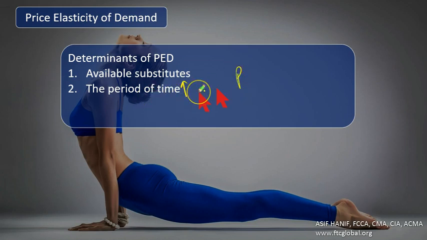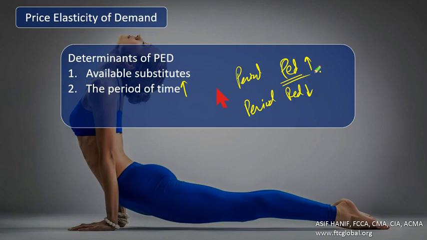If the period of time is longer, 10 years, 15 years, the time duration directly affects the price elasticity of demand. People will find some other alternative. So as the period of time goes up, it will increase the price elasticity of demand. In the short run, the momentary run, we are bound to purchase that item, so the price elasticity of demand would be less. The longer the time period, the more elastic the demand will be, and the shorter the period, the lower the price elasticity of demand would be.